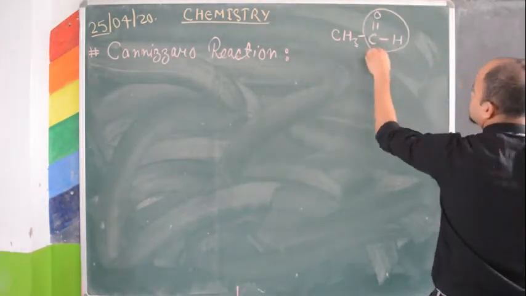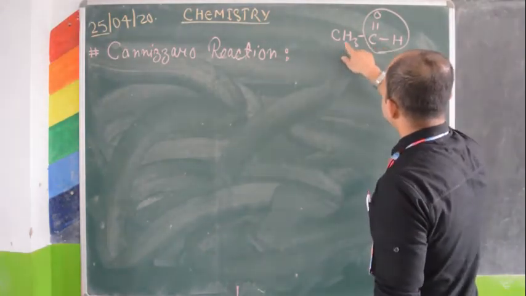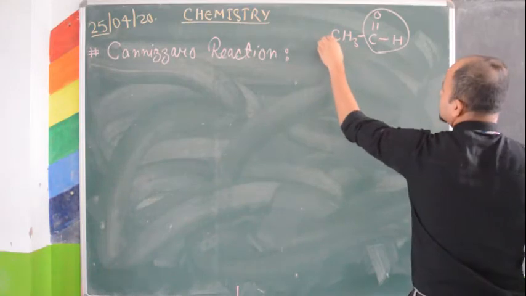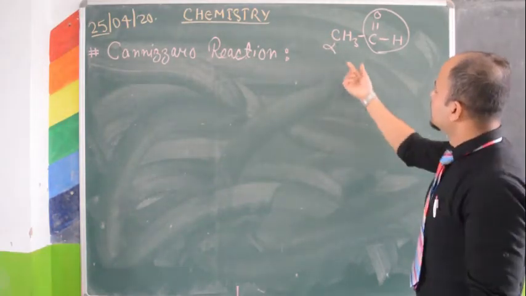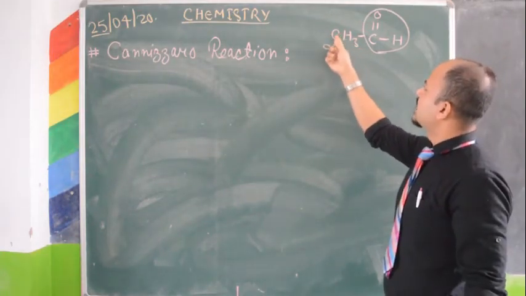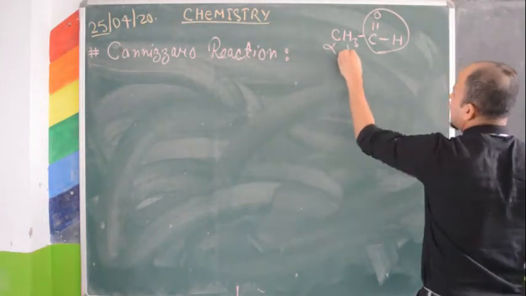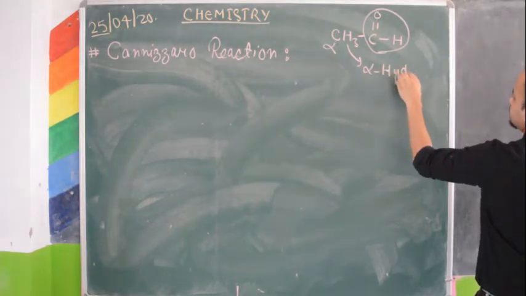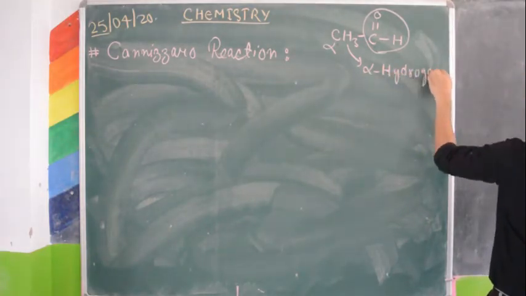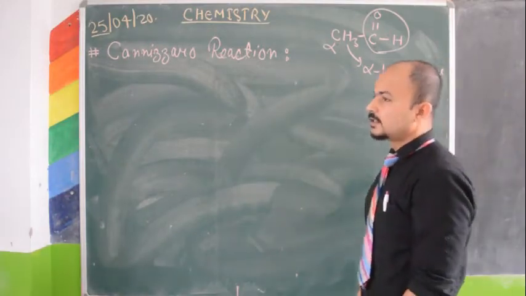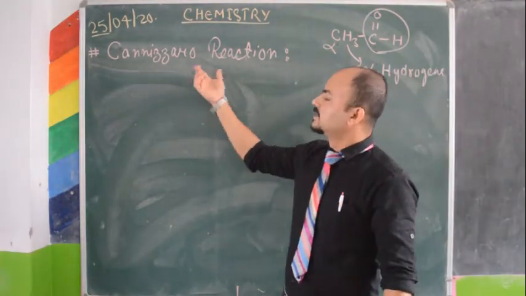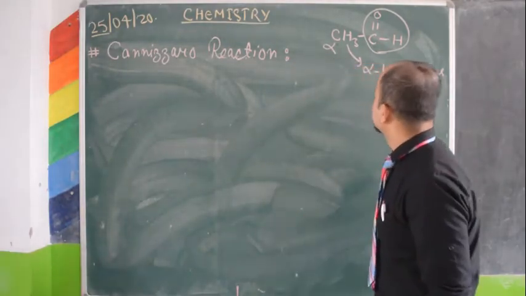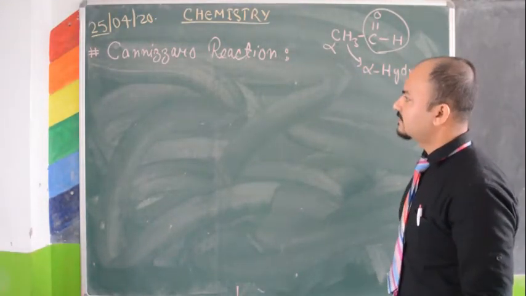Now here, what is our functional group? This part is our functional group. This carbon which is attached to the functional group is your alpha carbon, and the hydrogens which are attached to this carbon are known as alpha hydrogens. These are alpha hydrogens. Okay, so I told you Cannizzaro reaction is given by those aldehydes which do not contain alpha hydrogen.